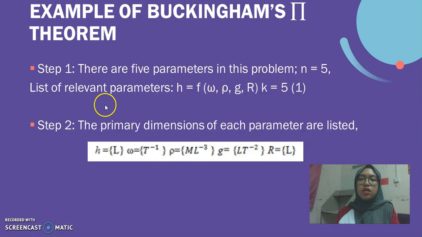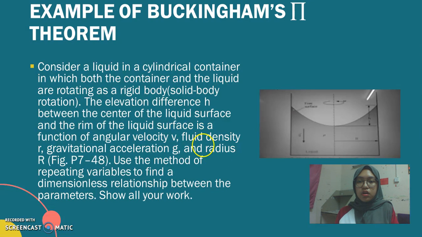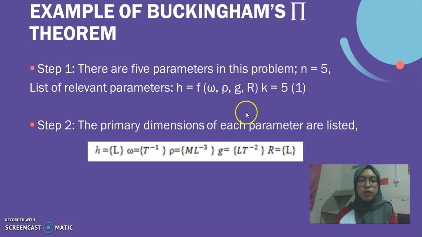So for step 1, we need to determine the parameters. In this question there are 5 parameters, which is h, the elevation, omega, the angular velocity, rho for density, fluid density, g is for gravitational acceleration, and r for radius. So there are a total of 5 parameters. So step 2, list down all the dimensions of each parameter that we have.